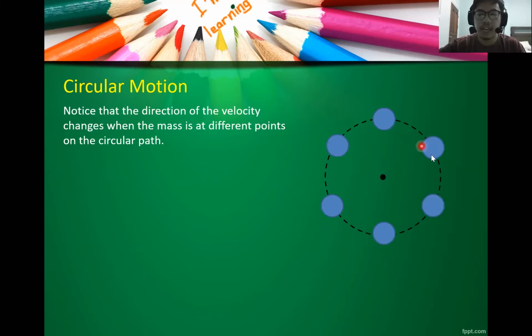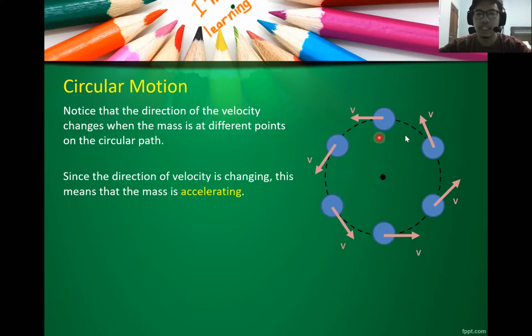Here I have a diagram of the mass at different points during its circular motion. Let me read out this part. Notice that the direction of the velocity changes when the mass is at different points on the circular path. So this is what the velocity vector looks like of the mass at each point during this circular path. As you can see, the velocity changes at different points. Since the direction of the velocity is changing, this means that the mass is accelerating.